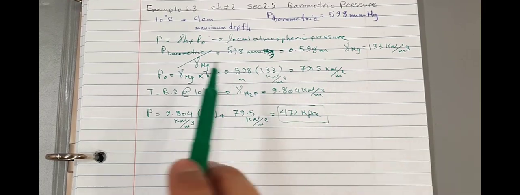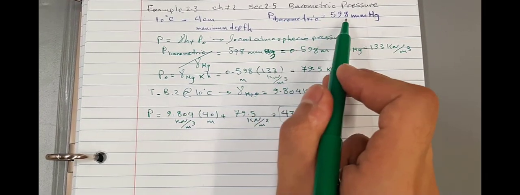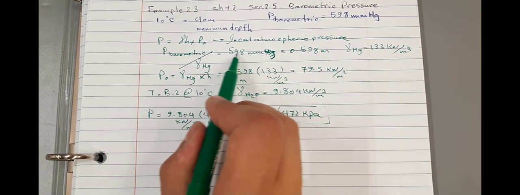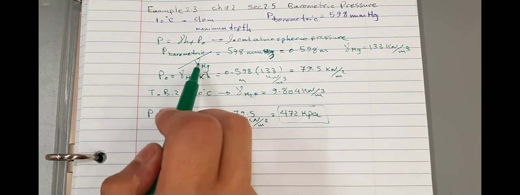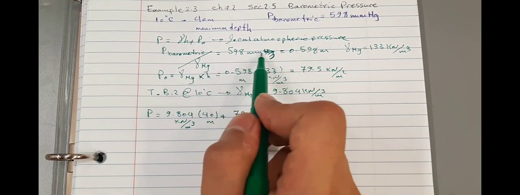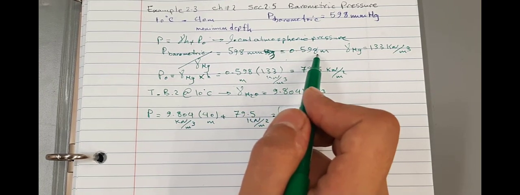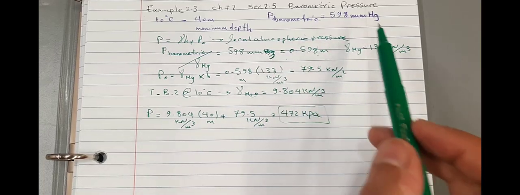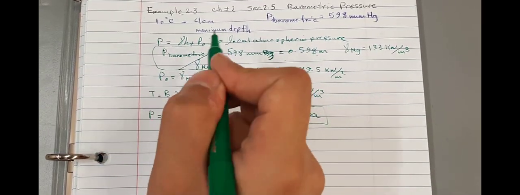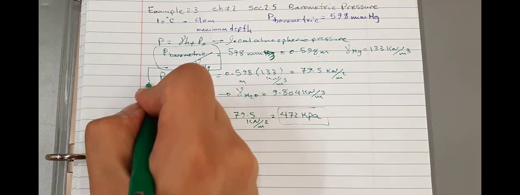Guys, pay attention to this point. As we have P barometric as 598 millimeters of mercury, the height would be P barometric divided by gamma Hg, which is 598 millimeters, which is 0.598 meter. The main point of this question is this formula, and second to that, this formula.